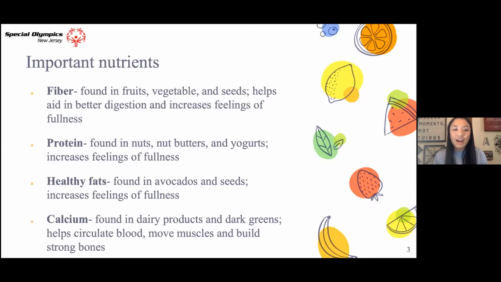And calcium is found in dairy products and dark leafy greens. So with calcium, it helps circulate blood, it moves muscles, and builds strong bones. So all great things to help the body move itself.